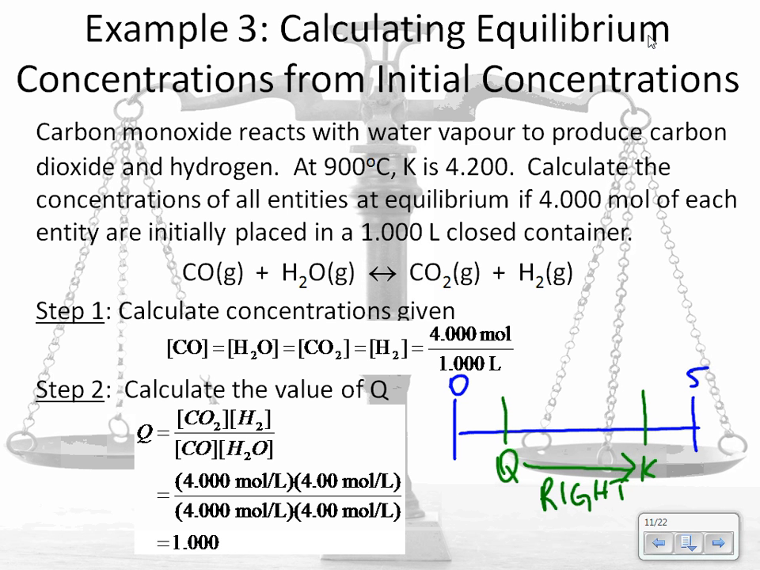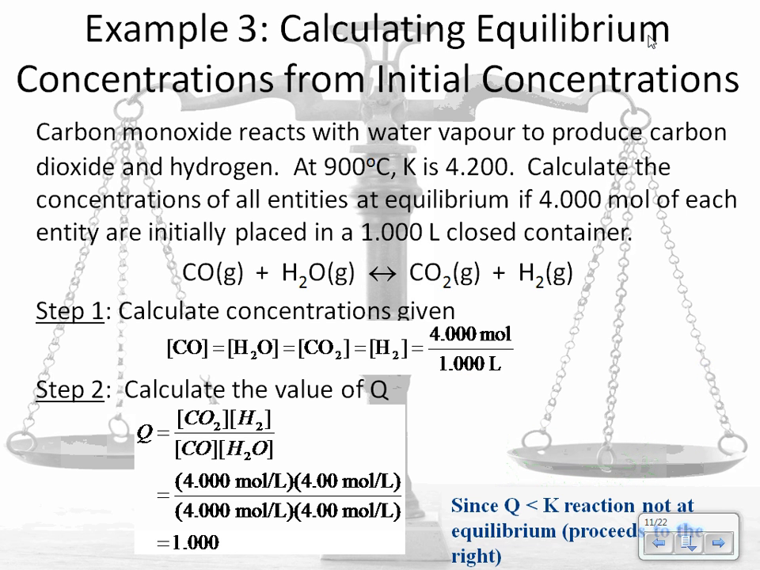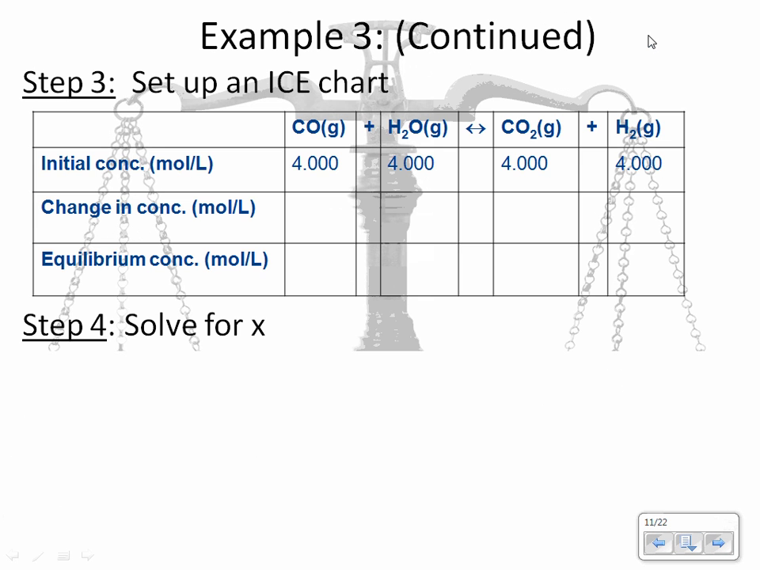So now I have to calculate the concentrations at equilibrium. I gave you the initial concentrations. Now we have to calculate the final concentrations. So my next step, now that I know I'm going to make more products, I got to set up, so since Q is less than K, reaction's not at equilibrium, and we proceed to the right. So we're going to make products.